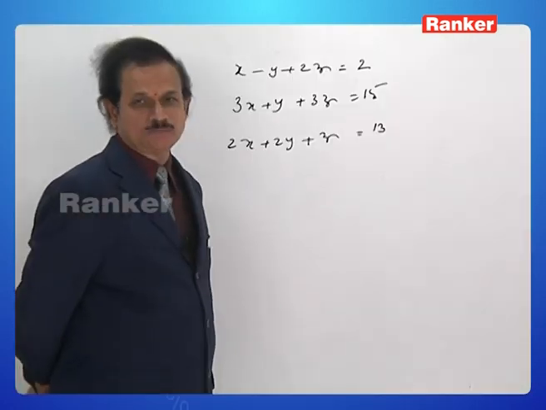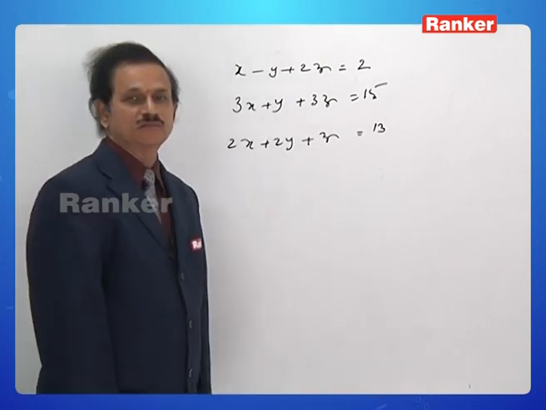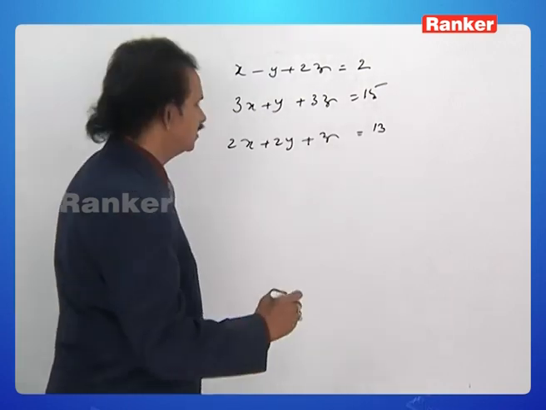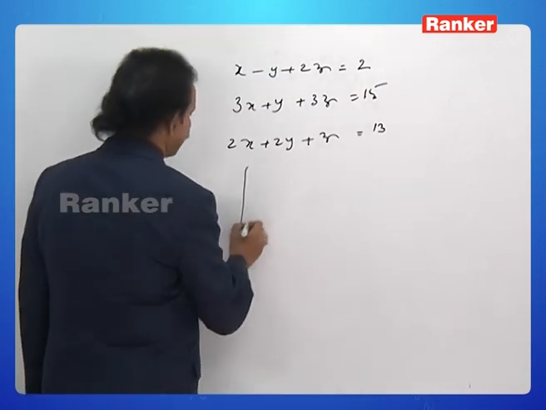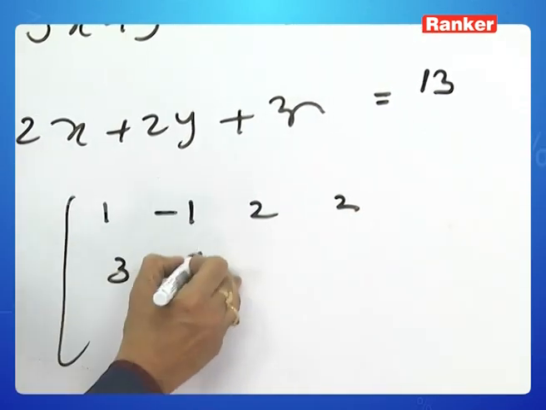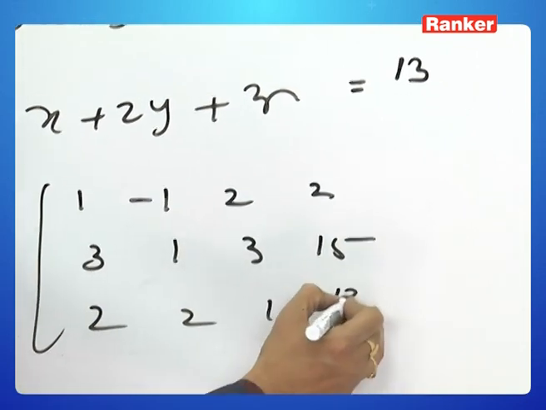This is the given system. Come on. We are to take the decision. You need not put any steps. We directly go to the augmented matrix. What is the augmented matrix? 1, minus 1, 2, 2; 3, 1, 3, 15; 2, 2, 1, 13.